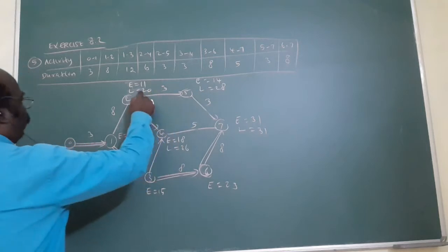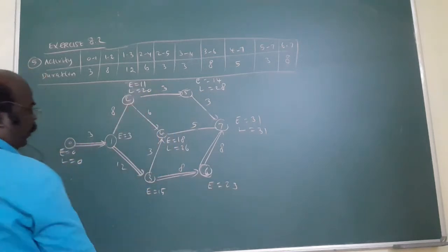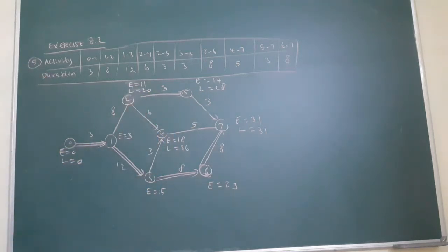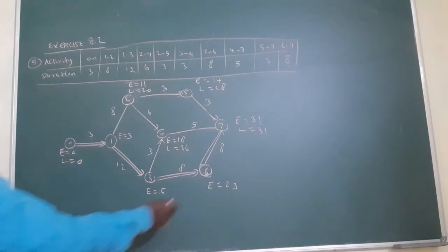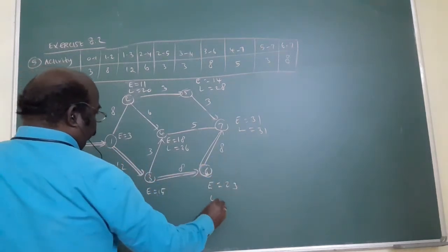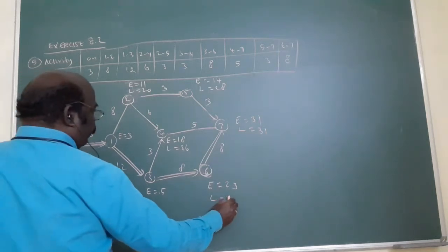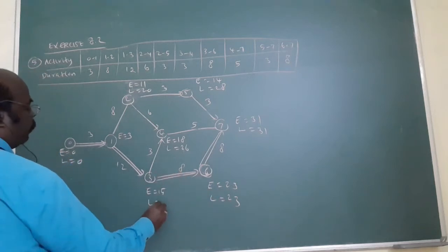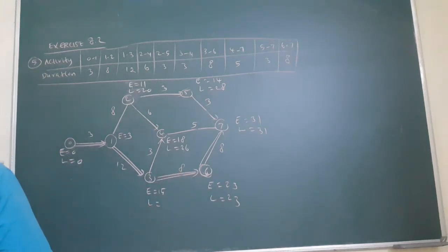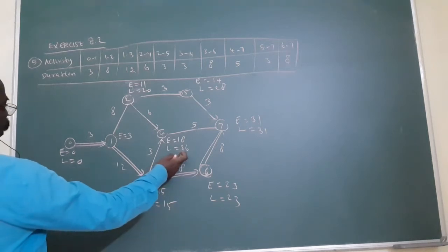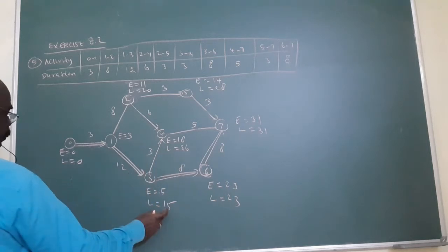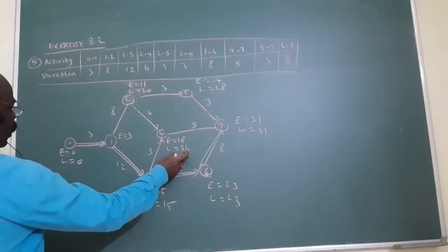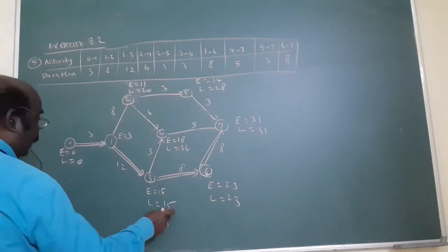Here over, here over, here over, here also over. Next here, E is 23. In the reverse process, L is what? 23 minus 8, 15. Am I correct? Next here, 26 minus 3, 23 will come here. 23 minus 8, 15. 26 minus 3, 23. Out of these, consider 15.